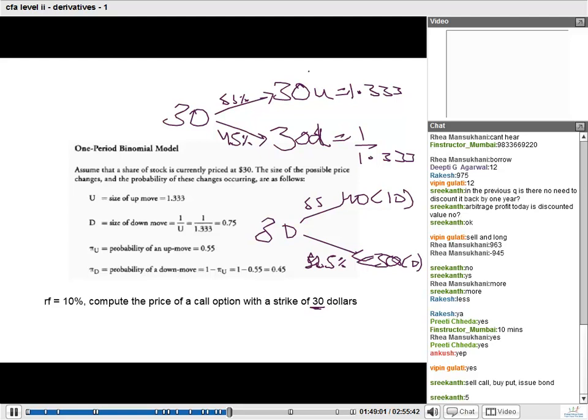So what is the expected cash flows at time t equal to 1? It is 0.55 into 10 plus 0.45 into 0. So this is the expected cash flow from this call option. This cash flow is expected when? 1 year later. So what is the price that the buyer of the option will be willing to pay today? It will be the present value of these cash flows. So it will be 0.55 into 10 plus 0.45 into 0 upon 1.1.